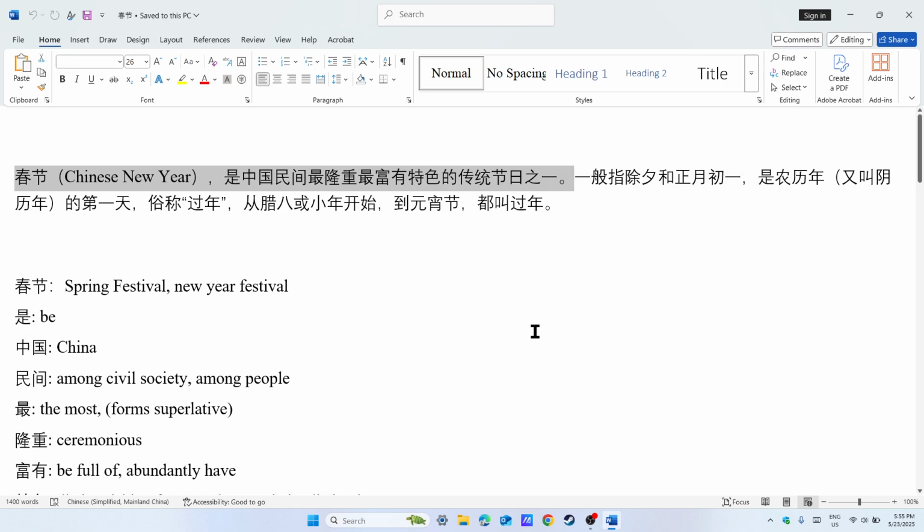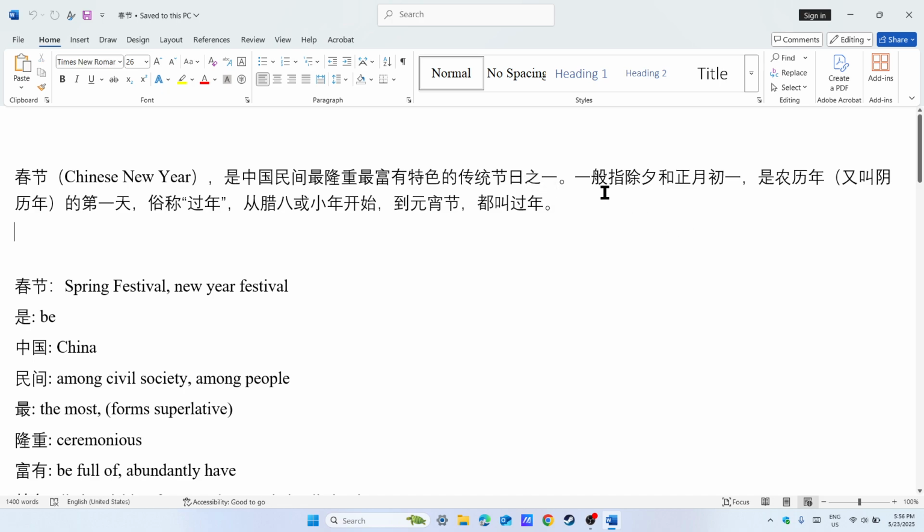In the first sentence, there's a 之一. This is "one of", and in English we normally put this "one of" in the front, right? It is one of the most traditional Chinese festivals. But here in Chinese, it can be put at the end of the sentence: 之一. That's the difference between the Chinese language and the English language.